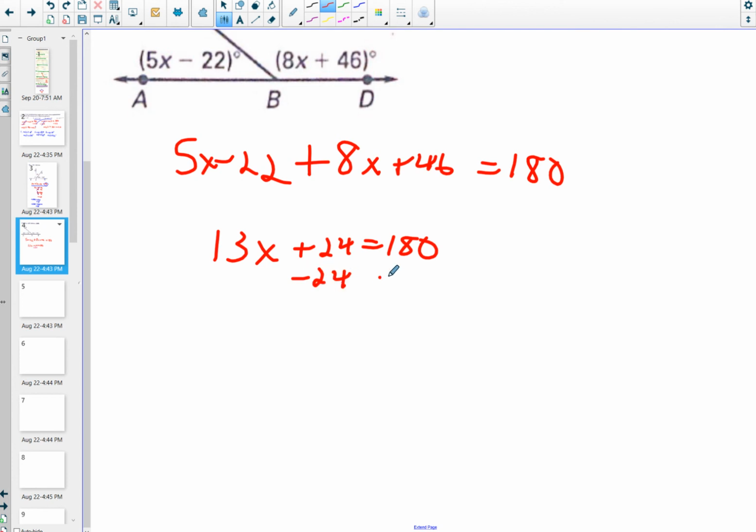So minus 24, minus 24. 13x is equal to 156. And then you divide by 13 at the end. Somebody with a calculator is at 12.